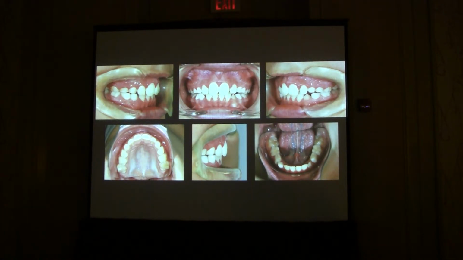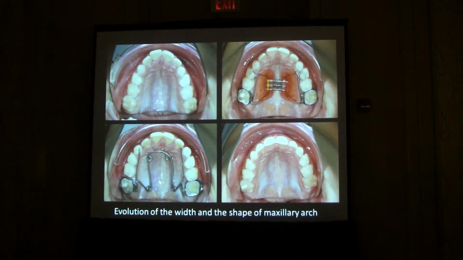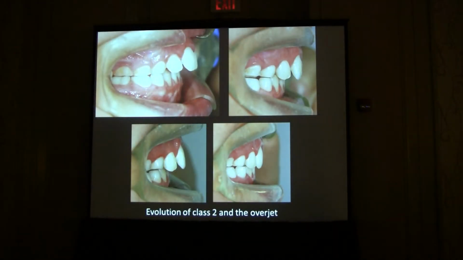Here is the result that we get at the end of the interceptive treatment. Here is the evolution of the width and of the maxillary arch form, and the bettering of the class 2 and of the overjet.